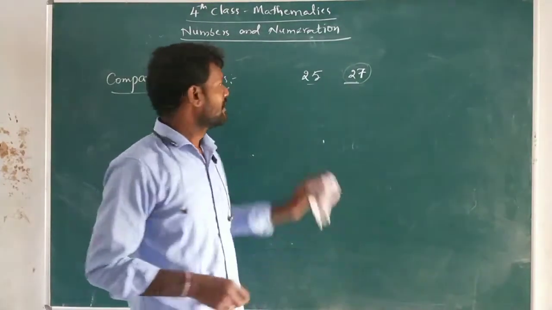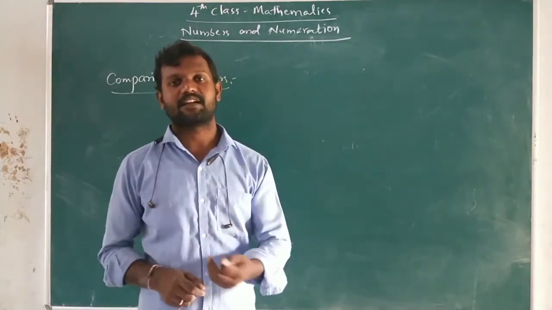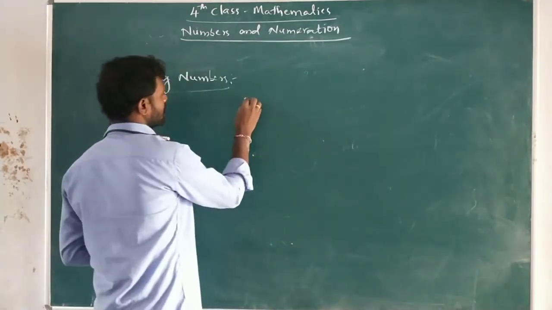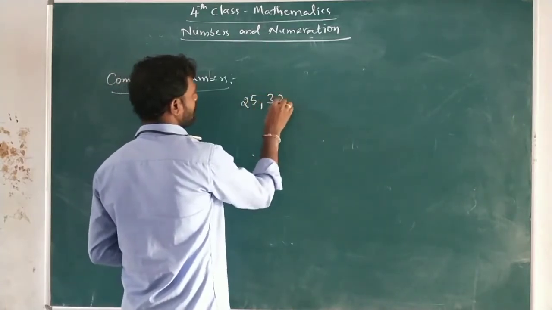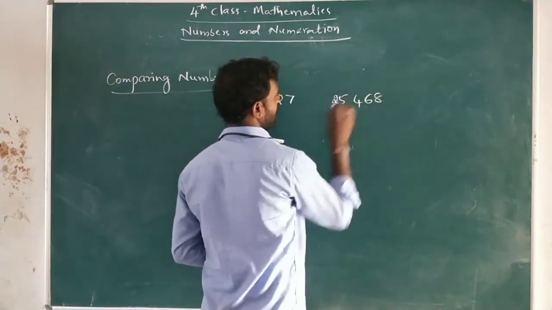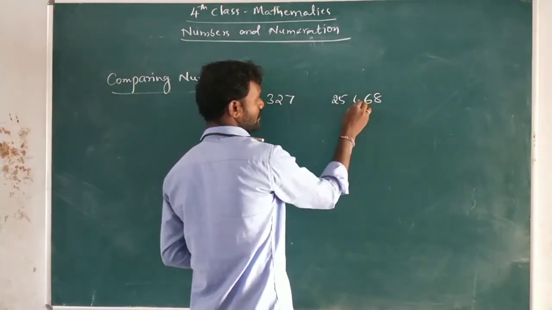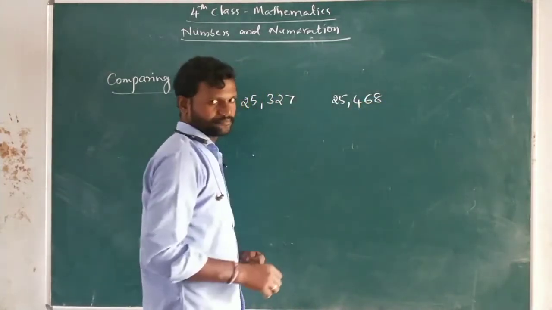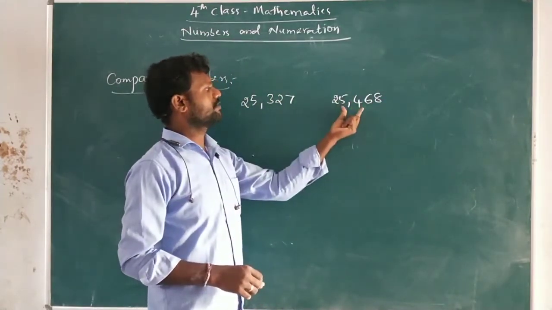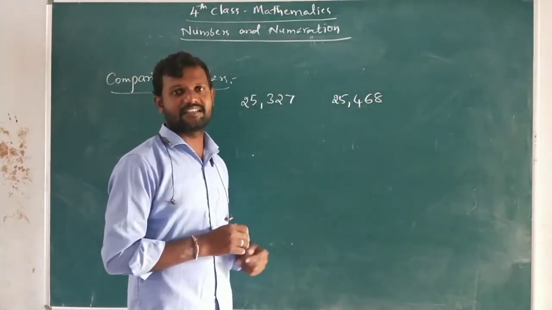First, comparing numbers means we can say which number is larger and which is smaller. For example, a 5-digit number is given: 25,327 and next, 25,468. While writing the numbers, remember, after 3 digits you have to write a comma. In these two numbers, which is the greatest and which is the smallest?